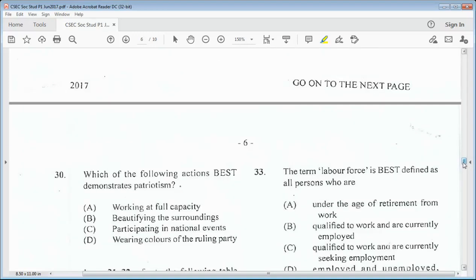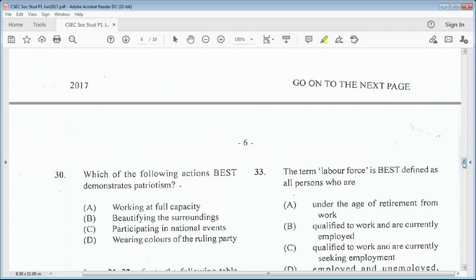It says, which of the following actions best demonstrates patriotism? A. Working at full capacity. B. Beautifying the surroundings. C. Participating in national events. Or D. Wearing colors of the ruling party.